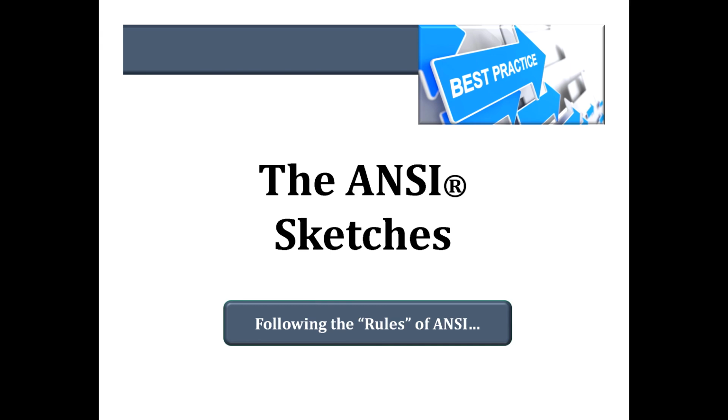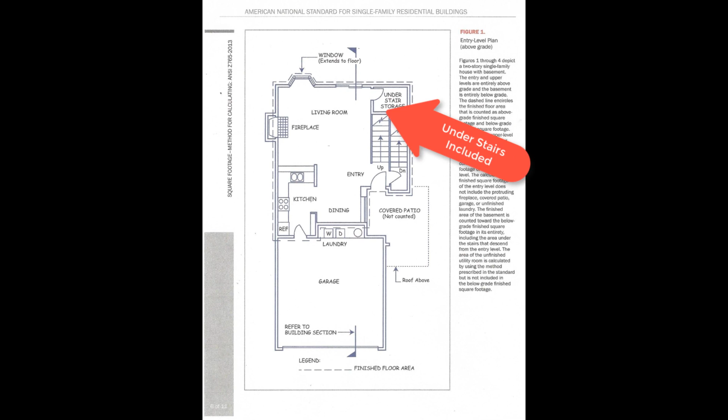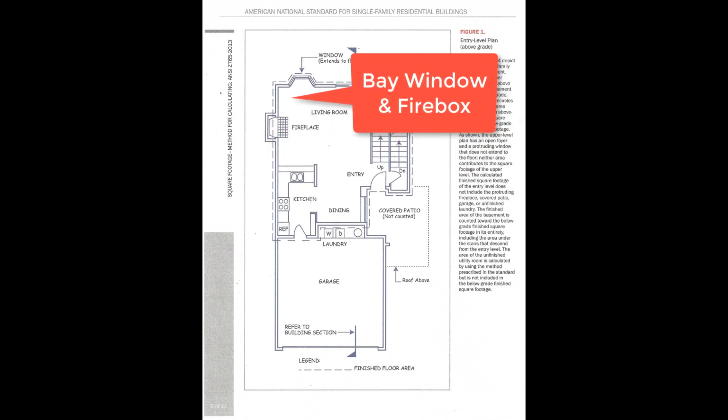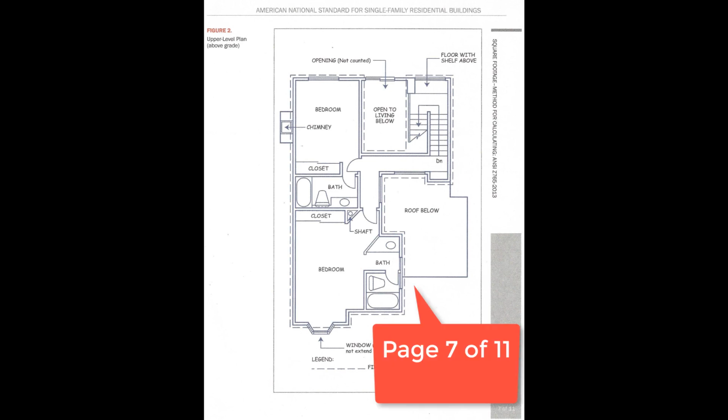Let's talk about the 6 sketches that make up the ANSI Standard. Now, we looked at this one before, and you remember where the laundry was not included, the area underneath the staircase is included, the bay window is included, but the firebox is not. But since we looked at that one, we're going to move on.